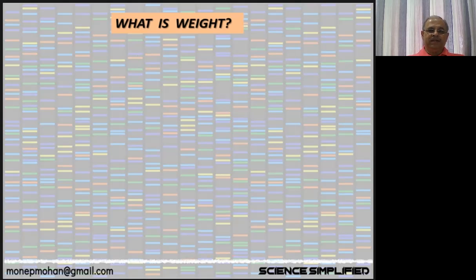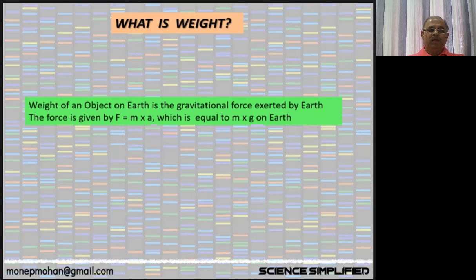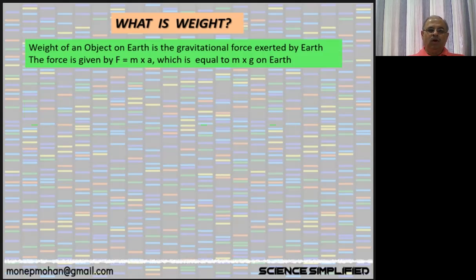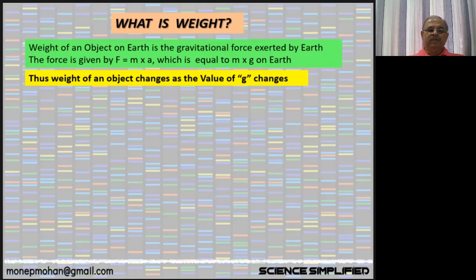Now, what is weight? Weight of an object on Earth is the gravitational force exerted by Earth. The force is given by F = ma, which is equal to mass times small g on Earth. Thus, the weight of an object changes as the value of g changes.